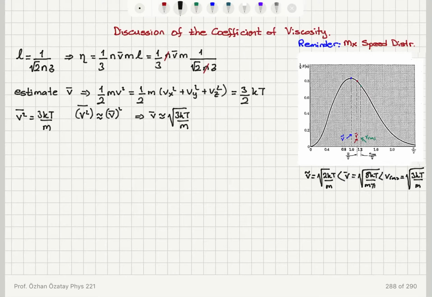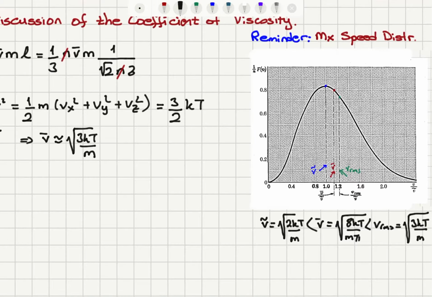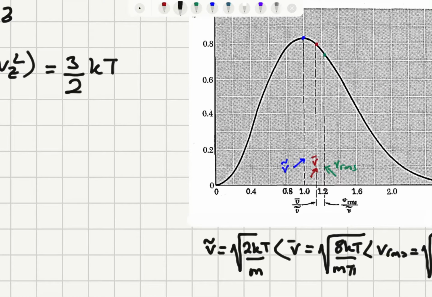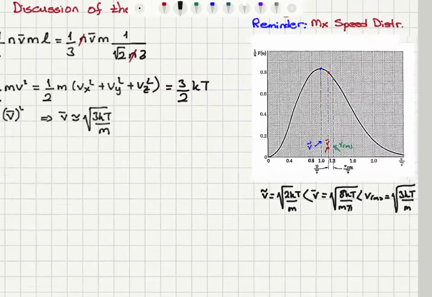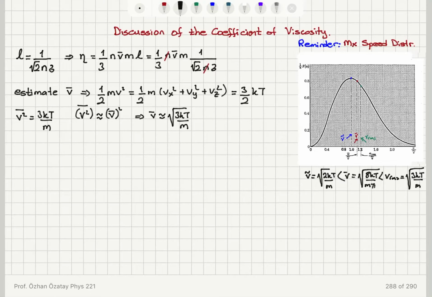Now this is again not a very rigorous calculation. If you remember, we did this properly using Maxwell's speed distribution before, and we found that the most probable speed is square root 2kT over m, the mean speed was square root 8kT over pi m, and the RMS speed was square root 3kT over m. You can see that we're neglecting the difference between v RMS and v bar in this calculation as an approximation. So it's approximately square root 3kT over m.